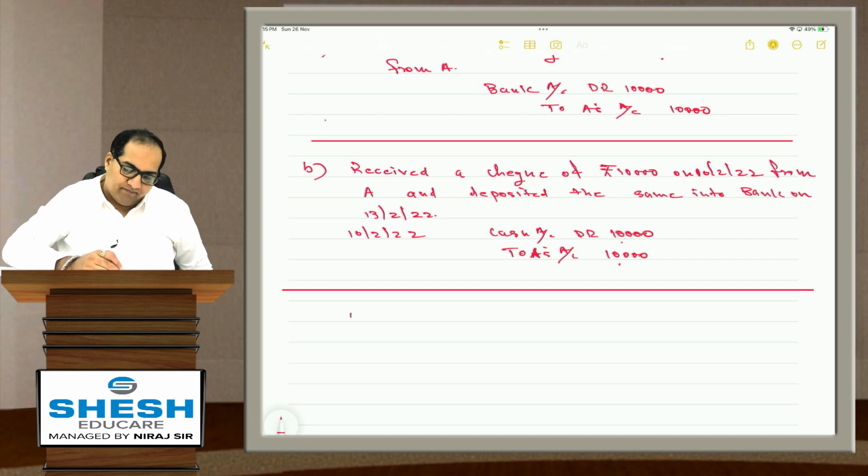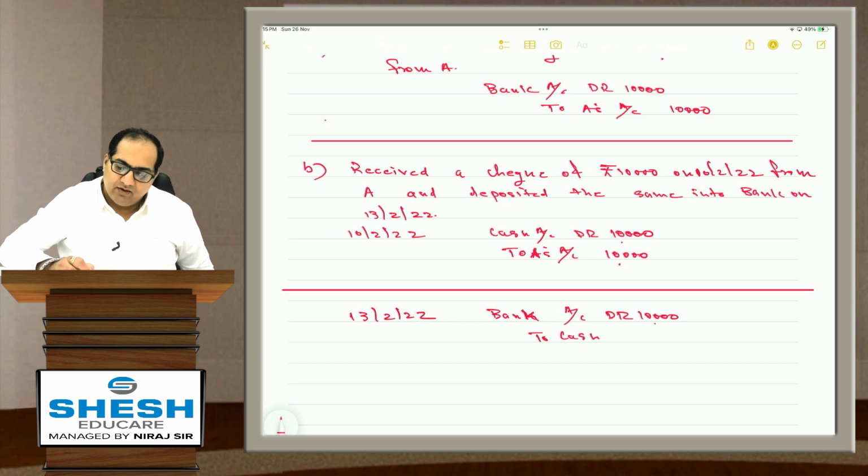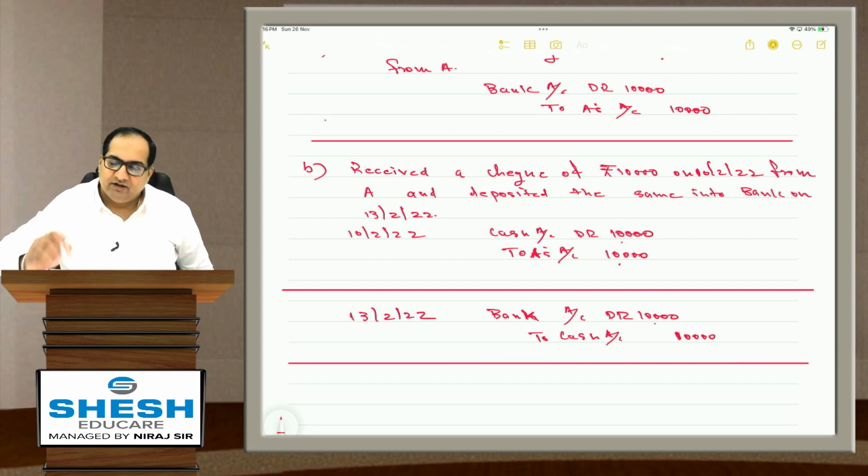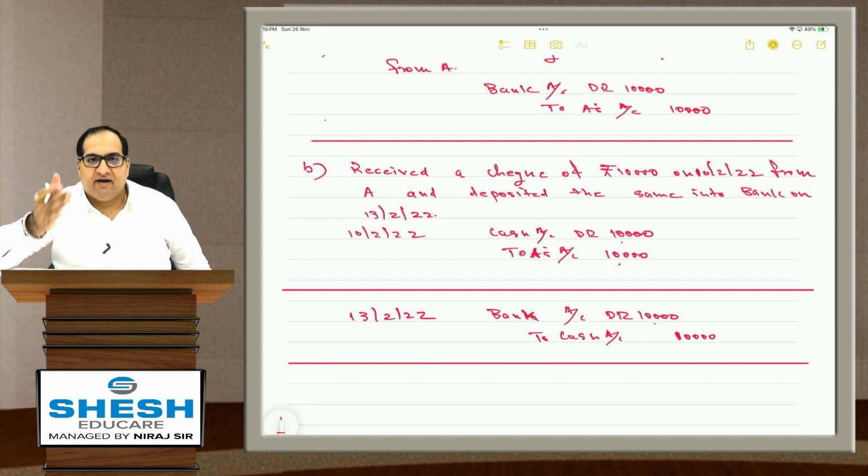जब 13th को मैं जाके चेक डिपॉजिट करूंगा बैंक में, that time bank is the receiver. So bank account will be debited by 10,000. And I will 100% now credit what? Which account I will credit? Yes, I'll be crediting cash account because as good as now I am removing cash and depositing into the bank. जब चेक रिसीव किया था तो ट्रीट किया था एज इफ आई हैव रिसीव्ड कैश. सो जब चेक को मैं कैश बॉक्स से रिमूव करूंगा तो आई हैव टू ट्रीट एज इफ आई एम रिमूविंग कैश.